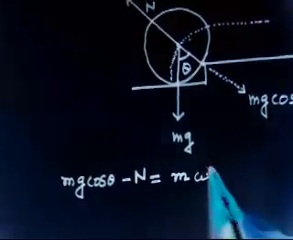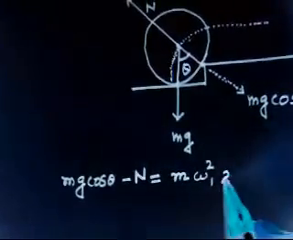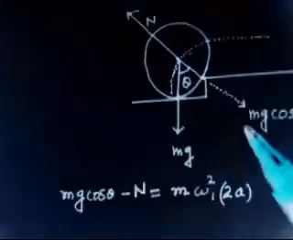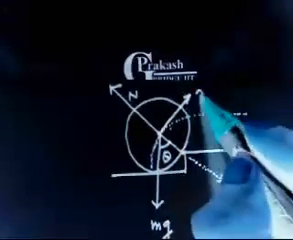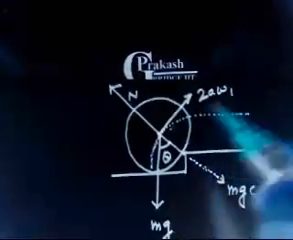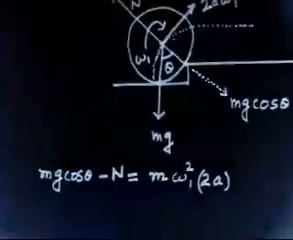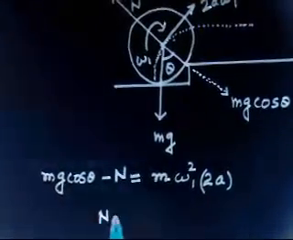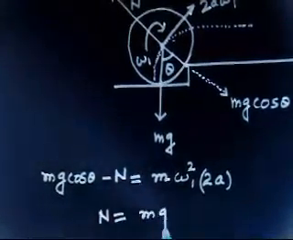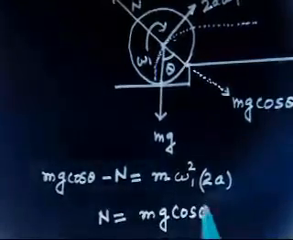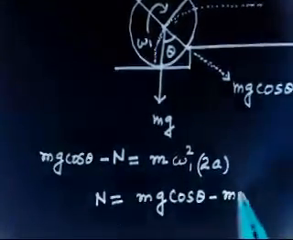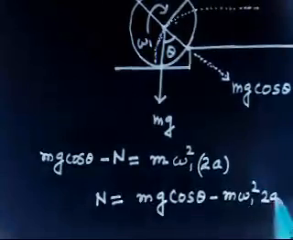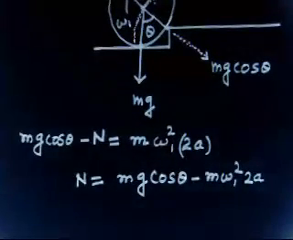So you can also write m omega 1 square into r. R is 2a, because just after collision this is moving with velocity 2a omega 1, as its angular velocity is omega 1. So I can write mv square by 2a. So from here the normal reaction will be mg cos theta minus m omega 1 square into 2a. Now this question says the sphere does not lose contact.